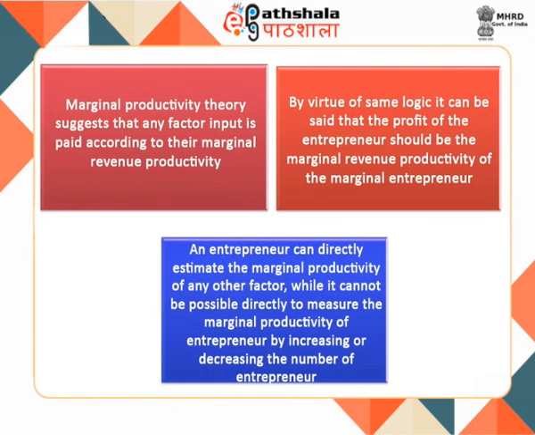Marginal productivity theory suggests that any factor input is paid according to its marginal revenue productivity. By the same logic, it can be said that the profit of the entrepreneur should be the marginal revenue productivity of the marginal entrepreneur. An entrepreneur can directly estimate the marginal productivity of any other factor, while it is not possible to directly measure the marginal productivity of the entrepreneur by increasing or decreasing the number of entrepreneurs.